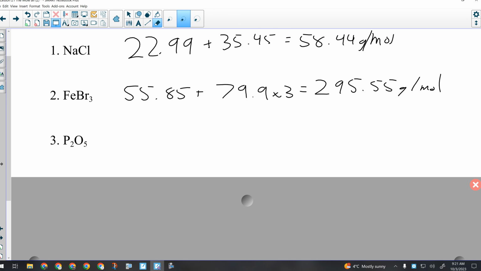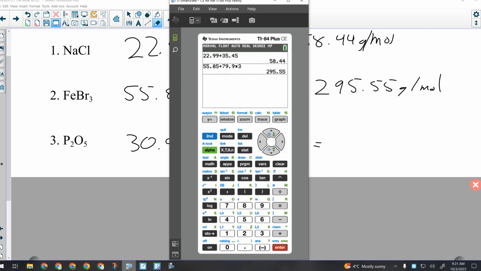Okay. For this one here, we have diphosphorus pentaoxide, so phosphorus is 30.97, and there are 2 of them, plus 16 times 5, because there are 5 oxygens. I always get phosphorus and sulfur mixed up. That's right, 30.97. Okay. All right, 30.97 times 2 plus 16 times 5.